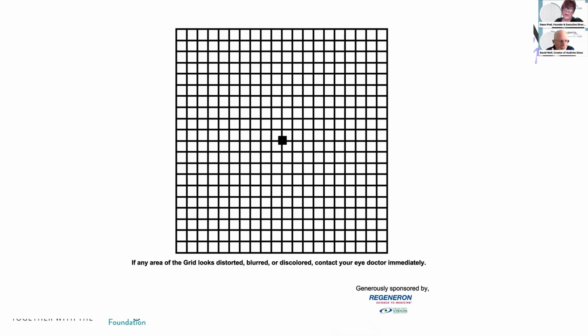So keep in mind that if any area of the Amsler grid looks distorted, which it may look like that to you right now if you can see the slide here in the webcast, if any area of the grid looks distorted, blurred, or discolored, contact your eye doctor immediately. I can't stress that enough. We're going to walk through the exercise and how you use it, but I want to emphasize that from the very beginning. Distortion would be like the lines are not exactly in a grid. We'll talk about that.